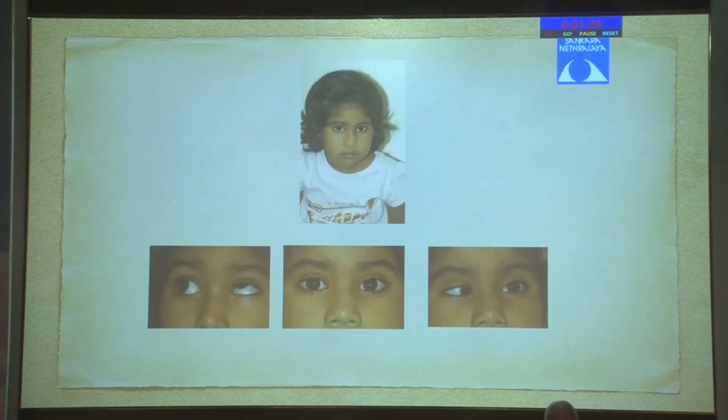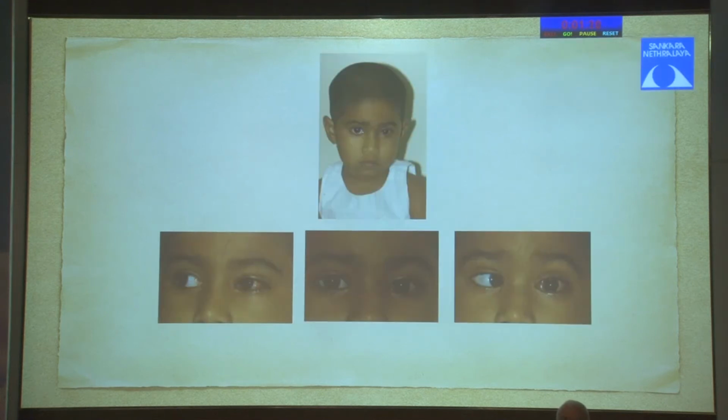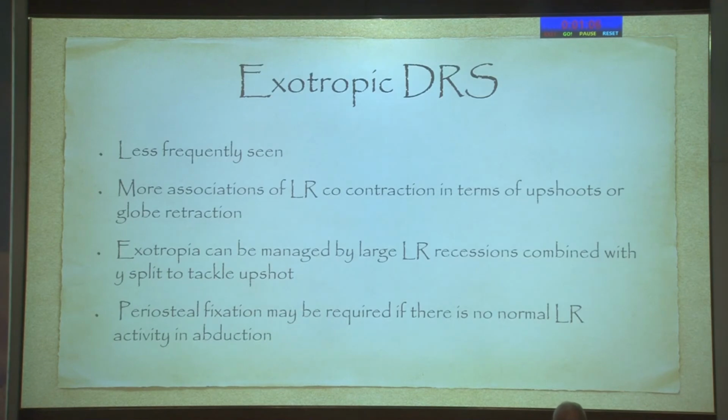This patient, as you can see, has a head turn, a really significant upshoot and abduction limitation. And here, after my Y-splitting, I just did a medial rectus recession and Y-split. Head tilt, head turn persists. There is probably a small esotropia still remaining.